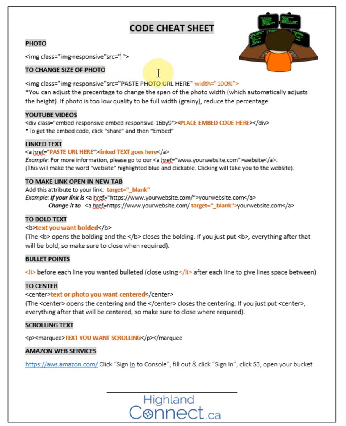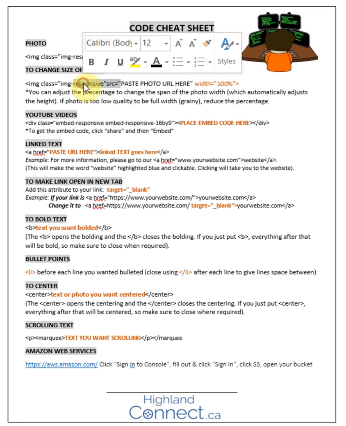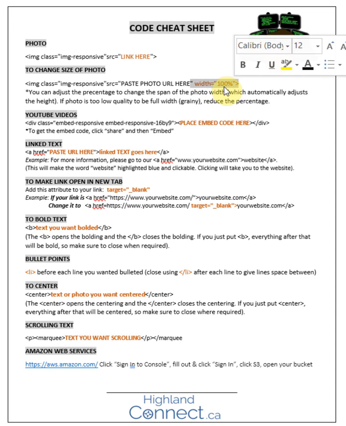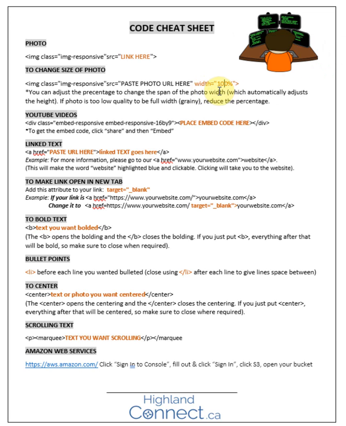This one is to change the size of a photo. So this is just the regular piece of photo code, which you can see is the same as up here. I'm just going to put that back. But then at the end, after the photo URL, the link there, you can add a little piece of code that says width equals, and then whatever percentage you want. So say you have an old photo that's been on there for a while, and maybe it's grainy and not high quality, but it's all you've got, and you just want to make it work. You can adjust the width of it.